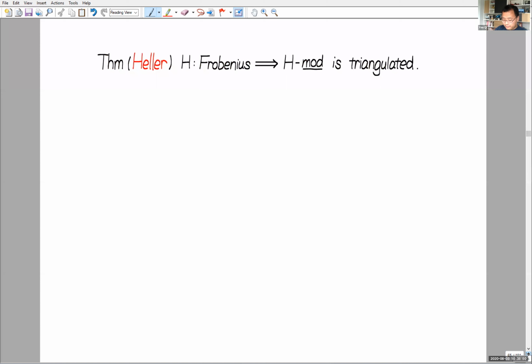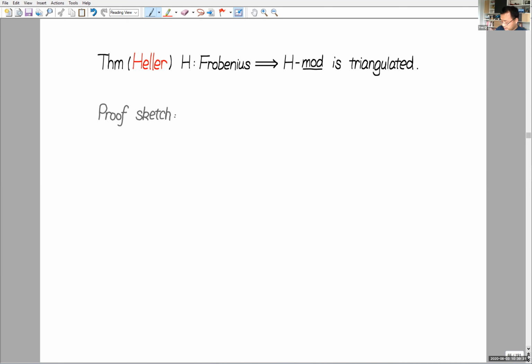So a theorem of Heller that helps us answer the earlier question I raised, what's the triangulated structure in H representation, is that whenever you have a Frobenius algebra, so in particular a finite dimensional Hopf algebra is always Frobenius, this stable category construction gives you a triangulated category. So in particular, you have this cone construction and you have short exact sequences giving you distinguished triangles. You have distinguished triangles on the right-hand side that satisfy TR1 up through TR4. So I want to give you a sketch of how this theorem is proved.